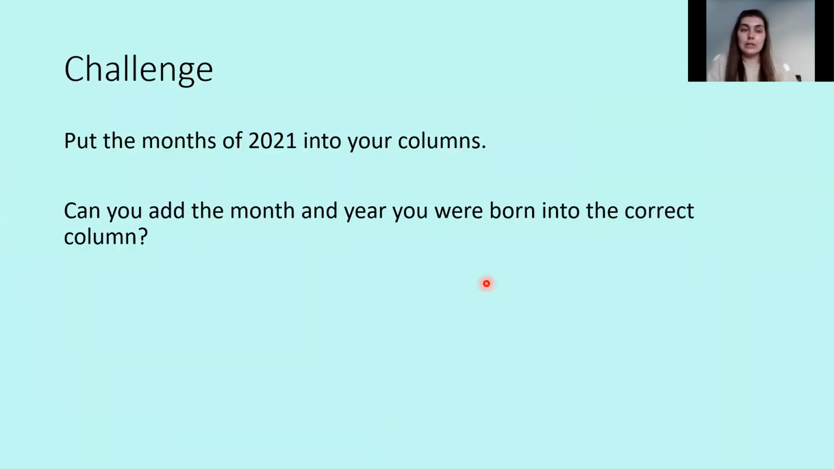Then the last thing for today, your challenge is to put the month of 2021, so this year, into your columns. And then can you add the month and year that you were born into the correct column too?